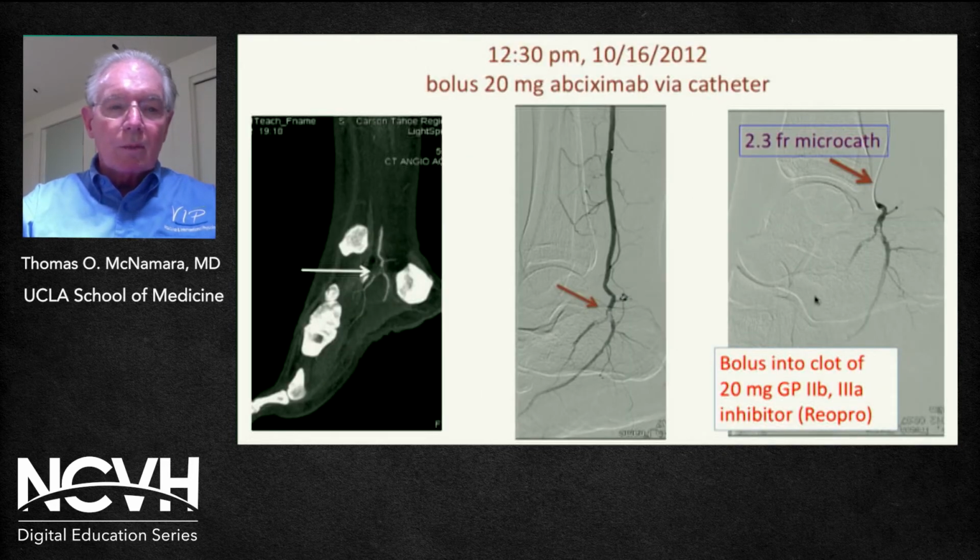We see that the distal embolus is indeed at the bifurcation of the posterior tibial into medial and lateral plantar branches. We advanced a 2.3 French microcatheter into the thrombus and gave a very slow, very concentrated bolus of 20 milligrams of glycoprotein 2B3 inhibitor, brand name ReoPro.